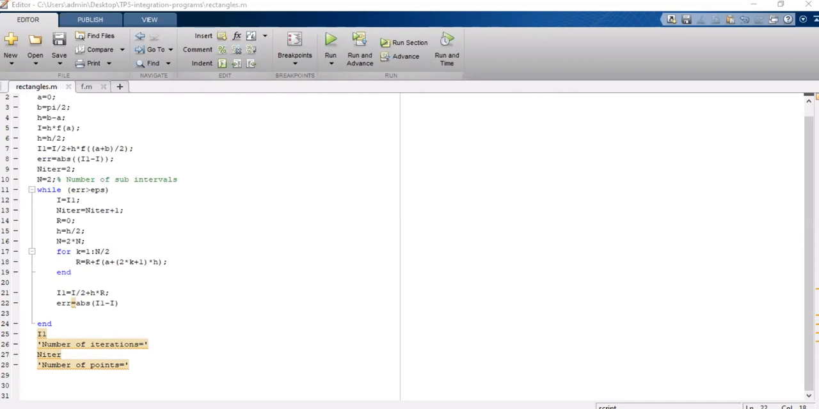Now we will see another method, which is more accurate than this one, which is called the trapezoidal method. Is that okay? Yes. Okay.